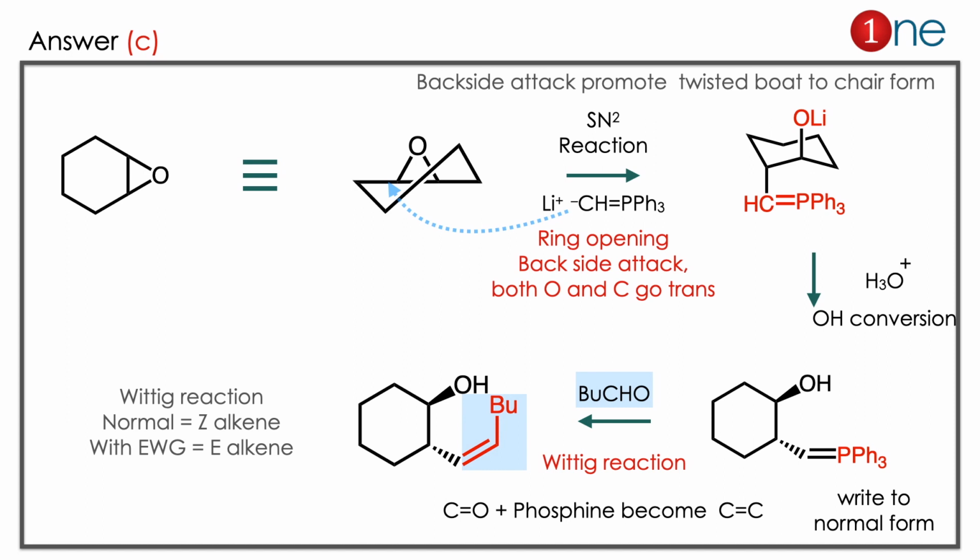Here you have to learn two things. One is the SN2 reaction. SN2 reaction is always possible from backside attack, which promotes the twisted boat structure to chair form. Then the Wittig reaction. Whenever you see aldehyde with phosphine, you might consider alkene formation. In a normal Wittig reaction, you have Z alkene. If you use an electron withdrawing group, you have E alkene.